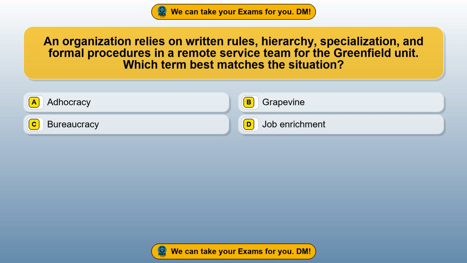for the Greenfield unit. Which term best matches the situation? Option A, adhocracy. Option B, grapevine. Option C, bureaucracy. Option D, job enrichment.